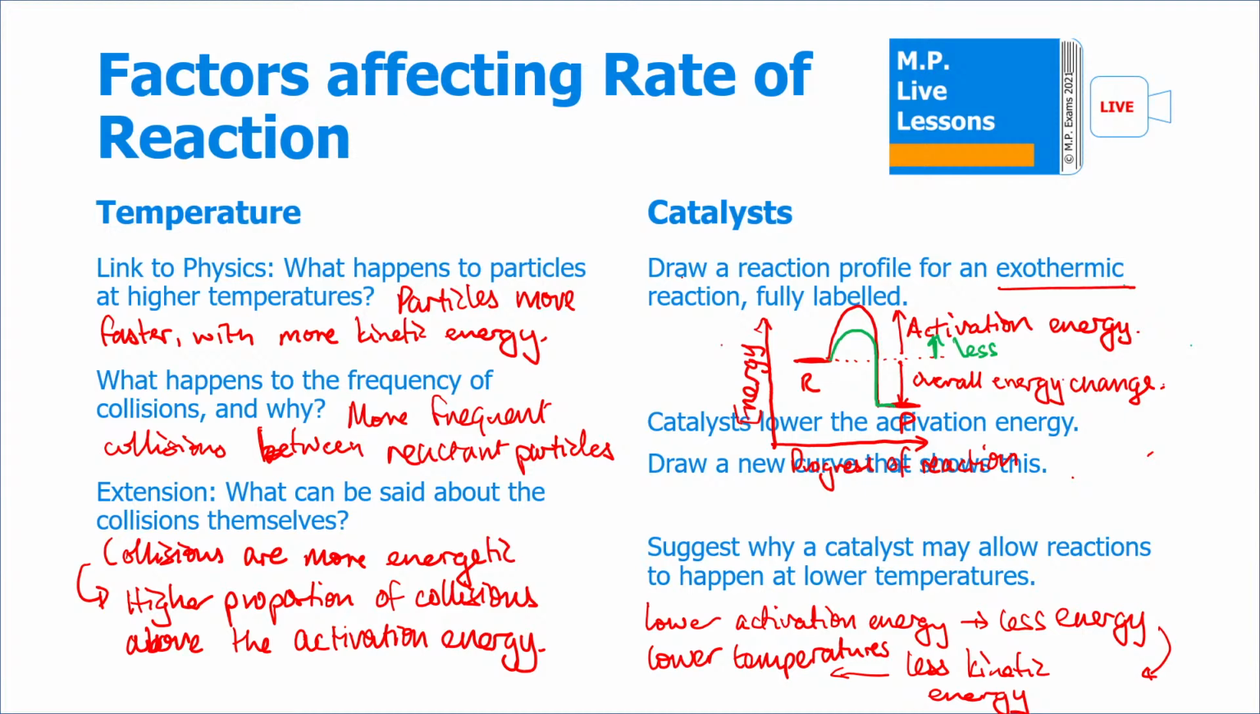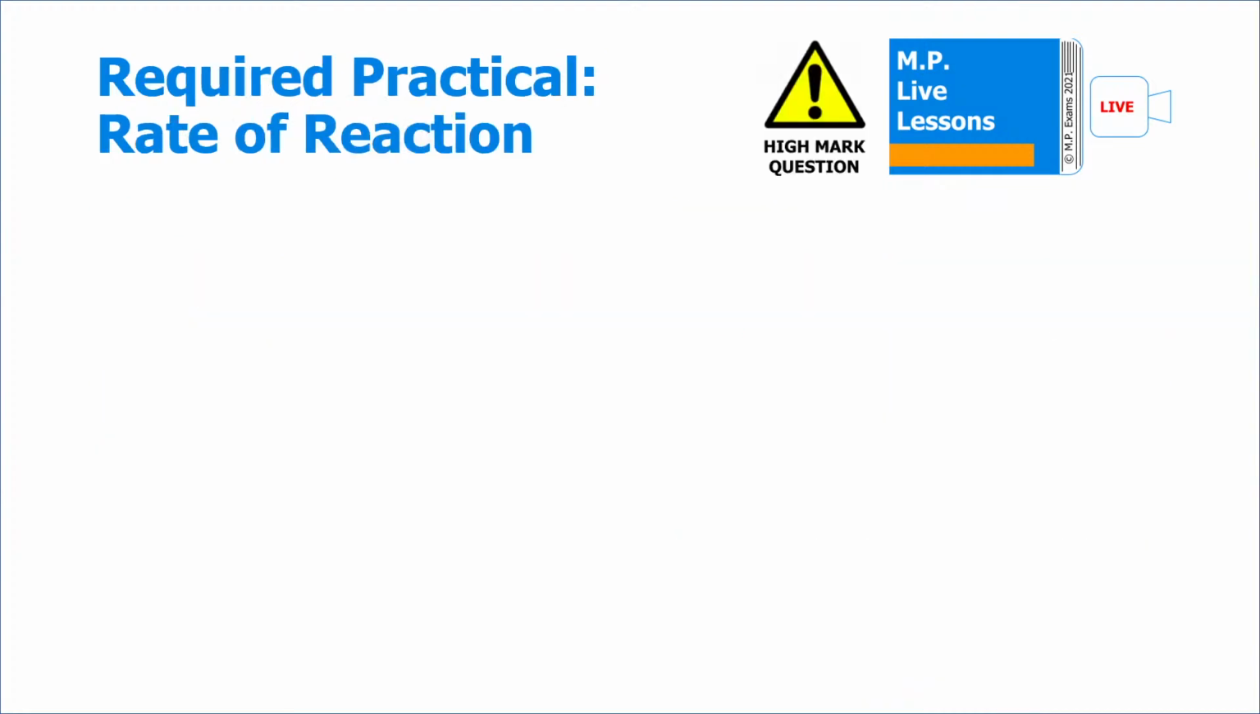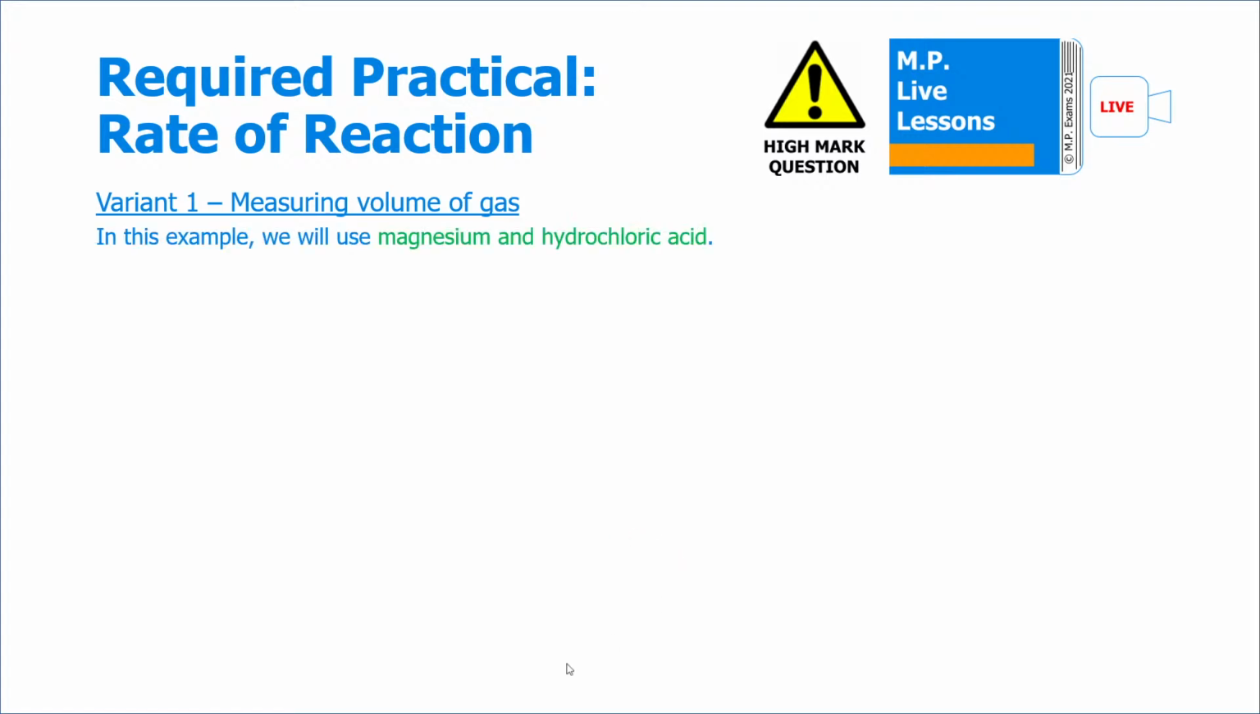Now, this is a common practical for rates of reaction. So this would be like a required practical. One of them could be measuring the volume of gas over a certain period of time. So in this example, we'll use the reaction between magnesium and hydrochloric acid. As you know from paper 1, this will produce a salt and hydrogen gas. And just remember, this works for any metal that's more reactive than hydrogen, and any acid really.